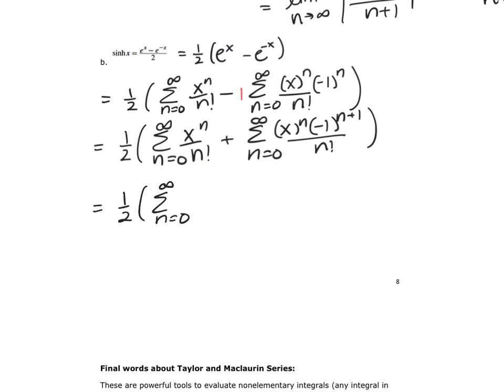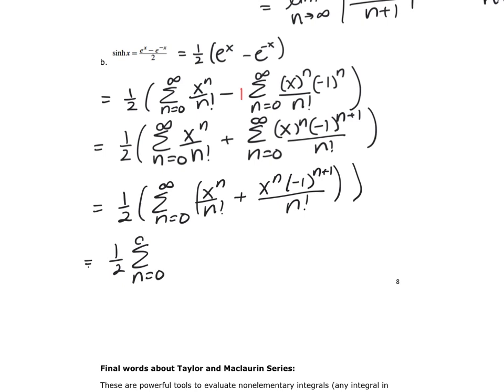Because my indices are the same, I can bring this in as x raised to the n over n factorial plus x raised to the n times negative 1 raised to the n plus 1 over n factorial, which is equal to 1/2 the summation of n equals 0 to infinity of 1 plus negative 1 raised to the n plus 1, and then I have x raised to the n over n factorial, because I'm able to factor that out.